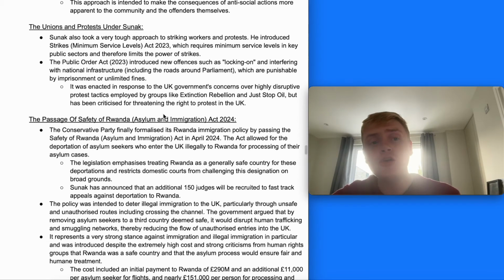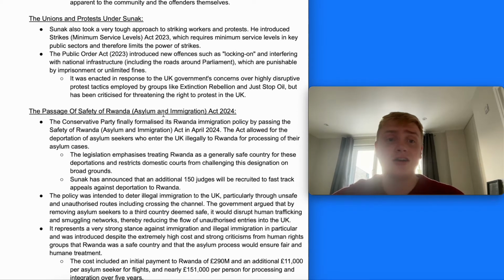In terms of the unions and protests under Sunak, Sunak took a very tough approach to striking workers and protest, and there again you see Thatcherism coming through, introducing the Strikes Act, which required minimum service levels from key public sectors, and the Public Order Act, which introduced new offences such as locking on and interfering with national infrastructure, which are punishable by imprisonment or unlimited fines.